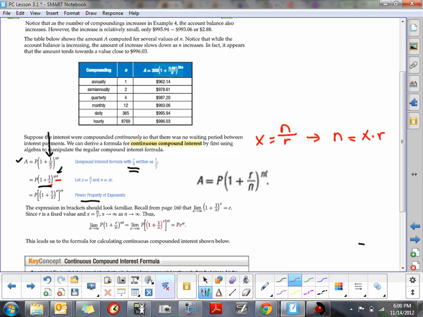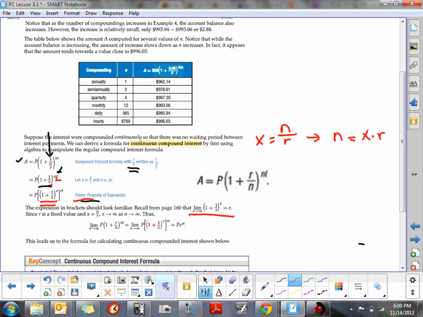They replace that with x, and x is the same thing as n over r. If we do that, then we can take out the n and replace it with x times r, and the x times r comes in here. Then we use the property of exponents, and that becomes x times r, times t, as a power. The expression in the brackets should look familiar because we saw it on page 160. They're saying that is the value of e.